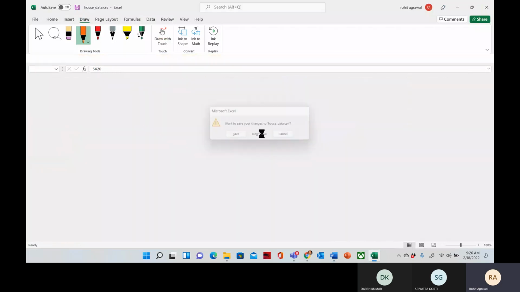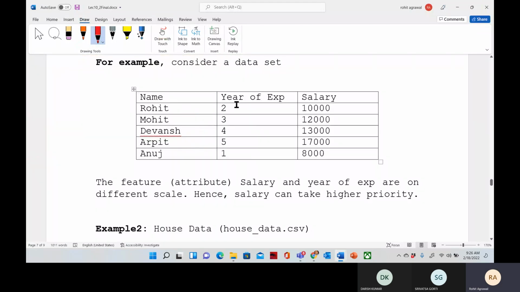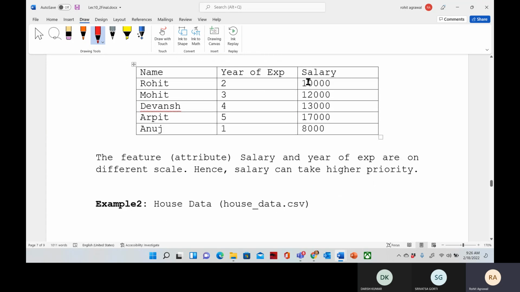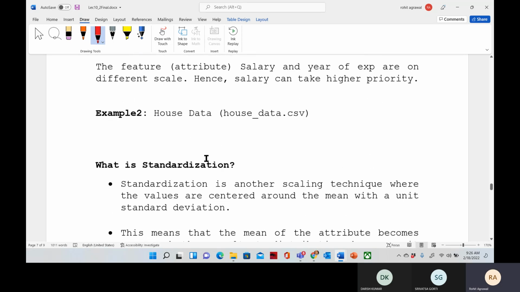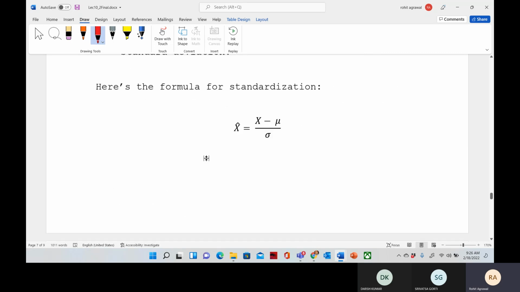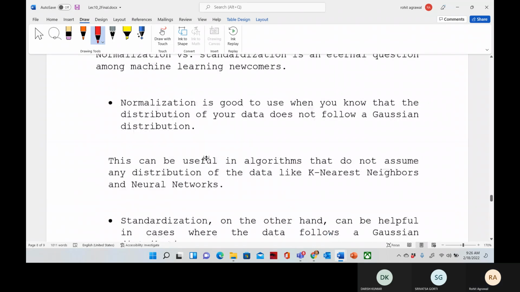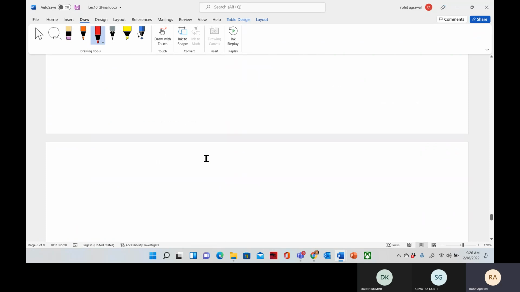Okay, so name, years of experience, salary. You can say salary will dominate, so we can normalize this. Okay, that was the second example I discussed. Okay, this is clear, normalization. Yes, sir. Okay.